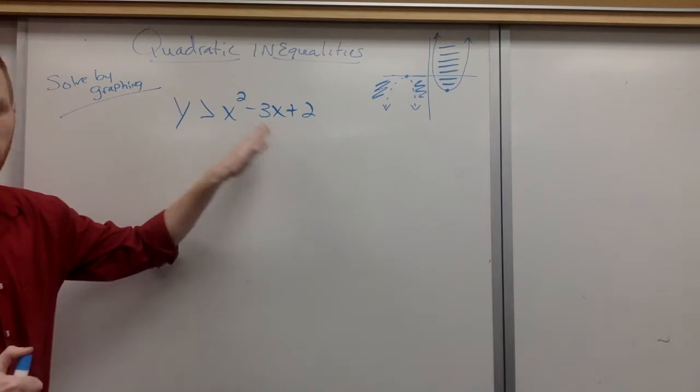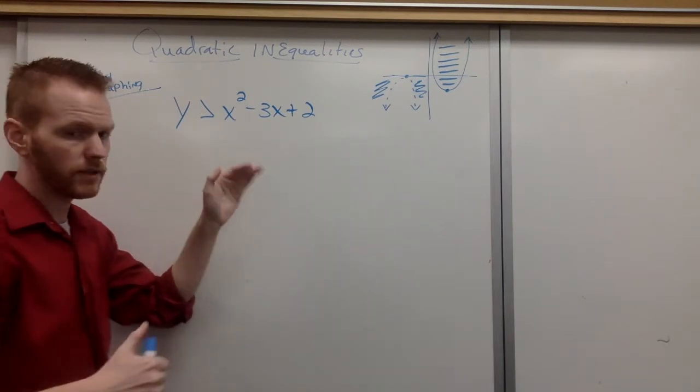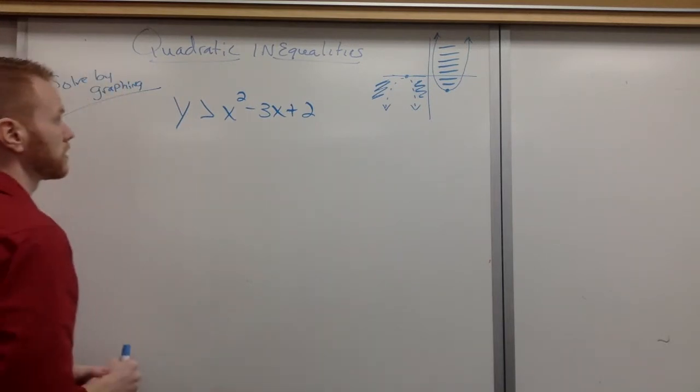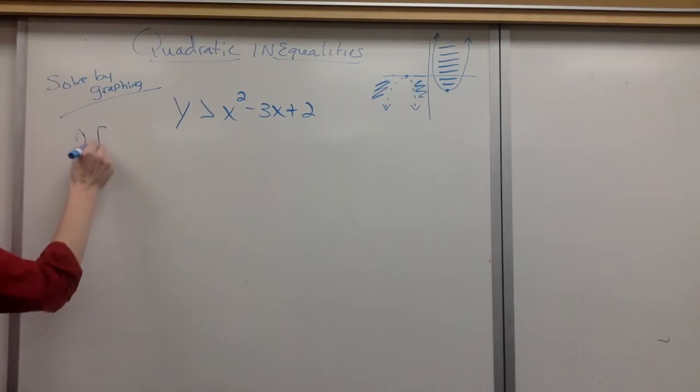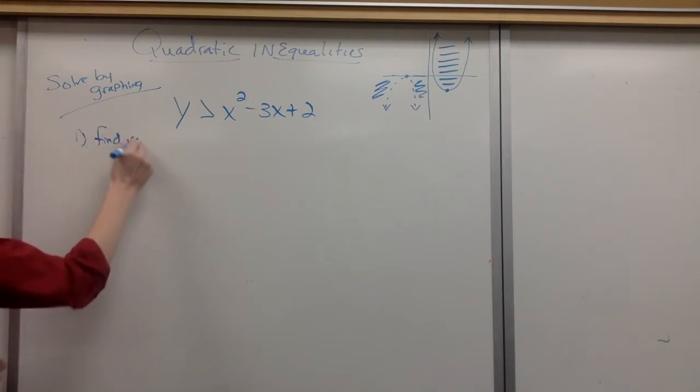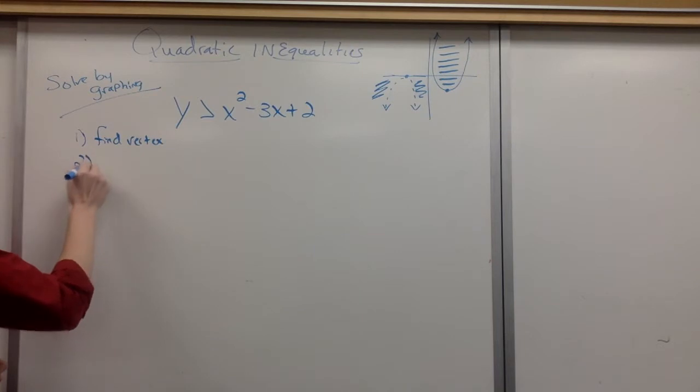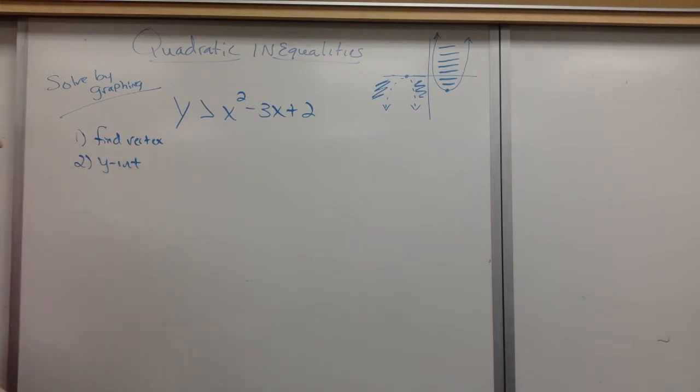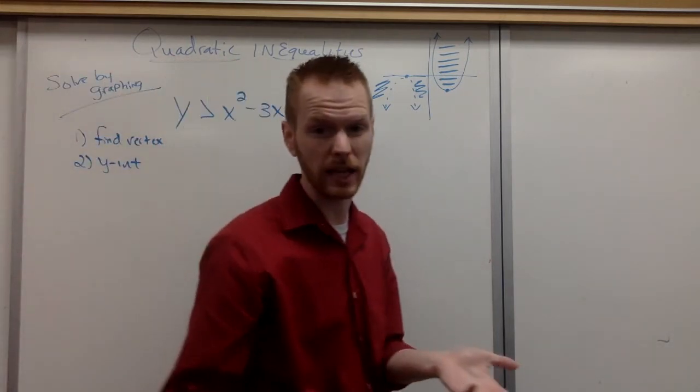What I would do first is come up with a way to graph this by its vertex and y-intercept. Okay, so step one, find the vertex. And then step two, find a y-intercept. That way I have some baseline as to how to graph this.